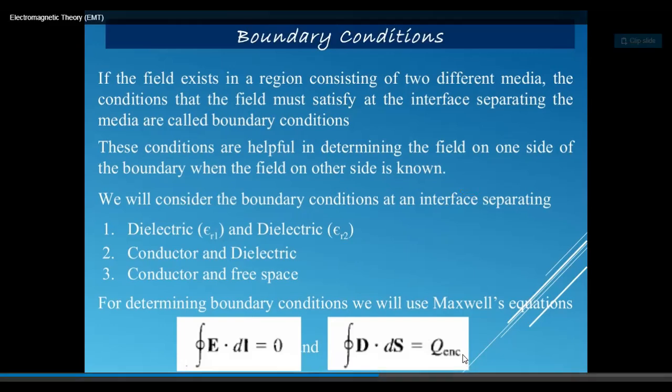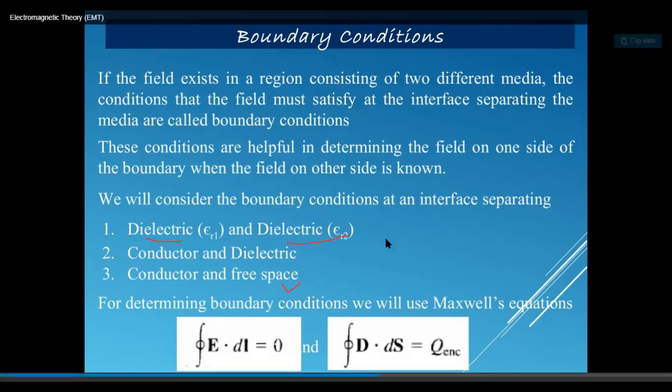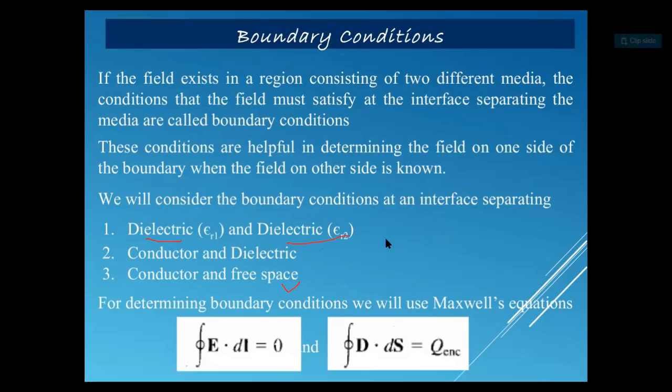We will consider the boundary condition at an interface separating the dielectrics: either two dielectrics with relative dielectric constants epsilon r1 and epsilon r2, as I had drawn in the figure, or a conductor and a dielectric, and the last one is a conductor and free space. We will first go for the derivation, in terms of the electric field.